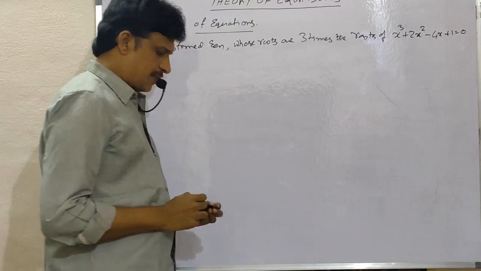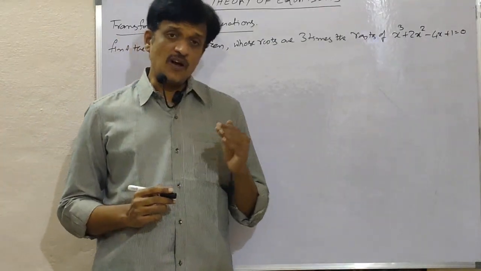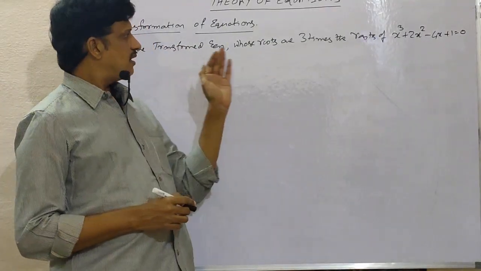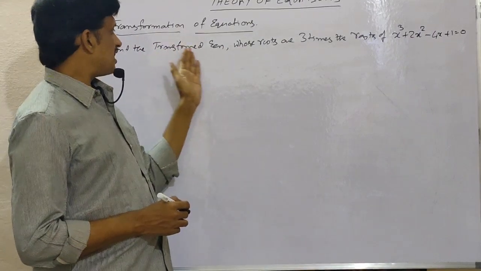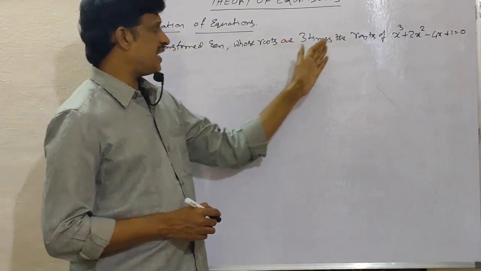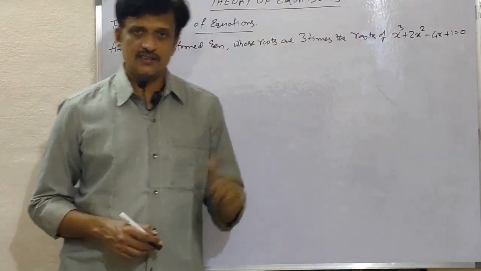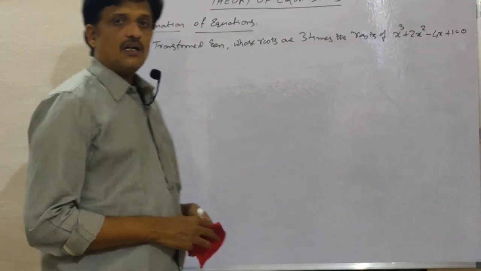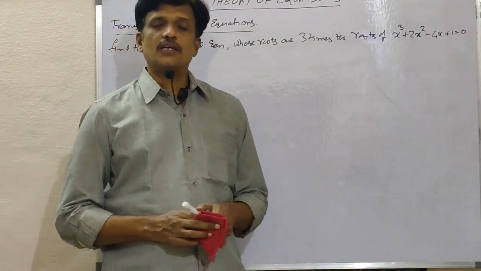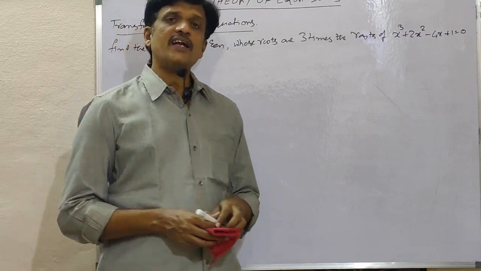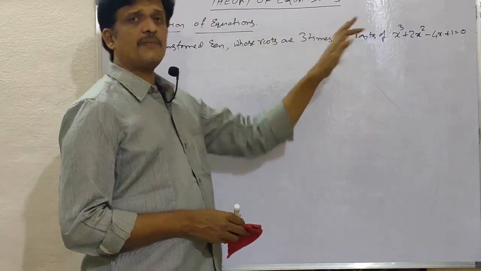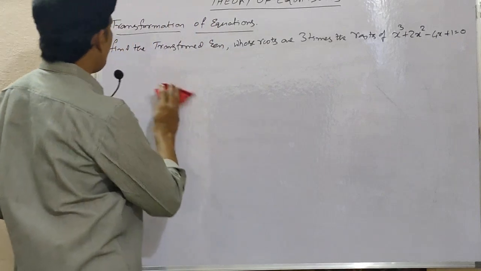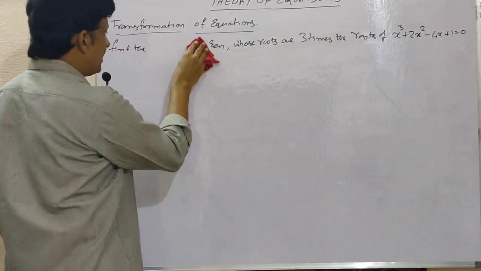So what is the given problem here? Write the transformed equation of the given. Find the transformed equation whose roots are 3 times the roots of the given equation. So just observe this one. Here we need to find a polynomial which is the transformed equation of the given. So find the polynomial equation.